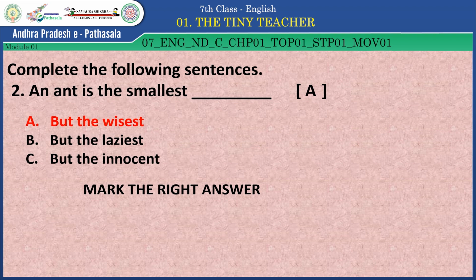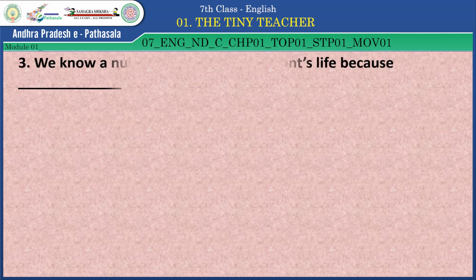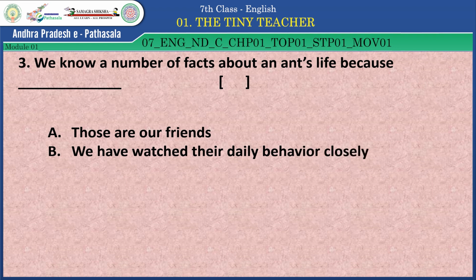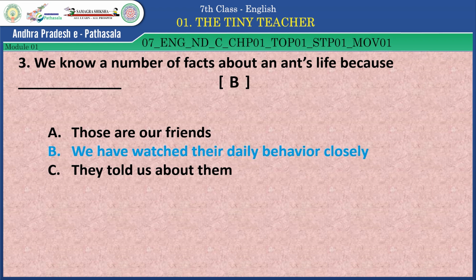Appreciating you, children. We know a number of facts about an ant's life because dash. Option A, those are our friends. B, we have watched their daily behavior closely. C, they told us about them. Yes, you're right. The answer is option B, we have watched their daily behavior closely.